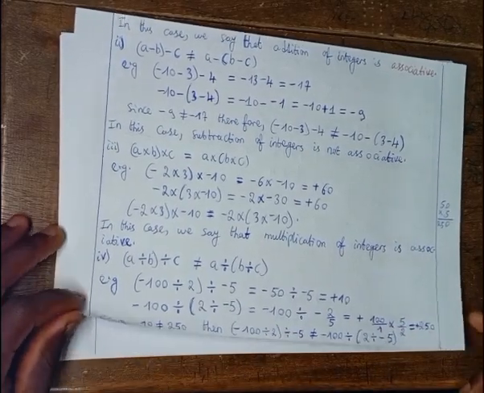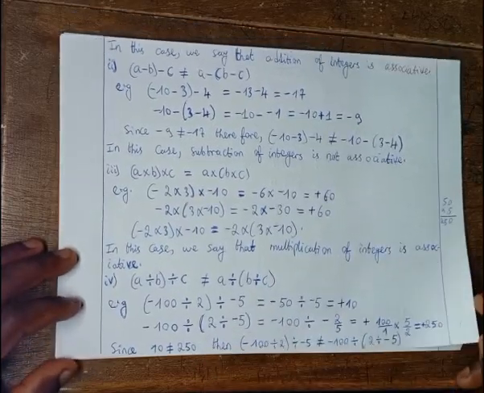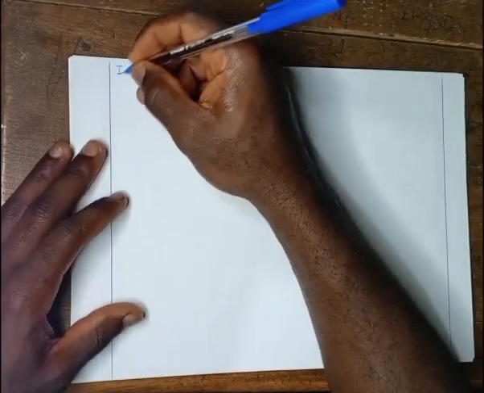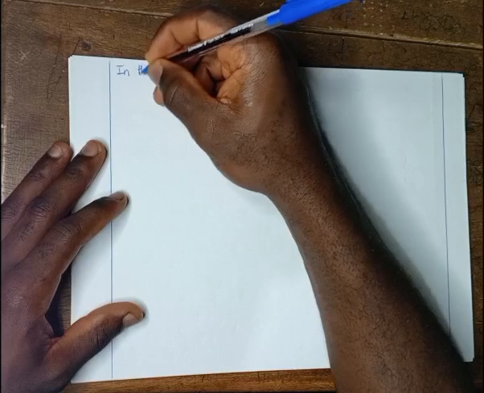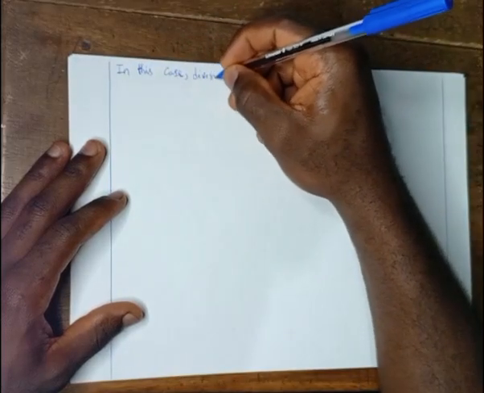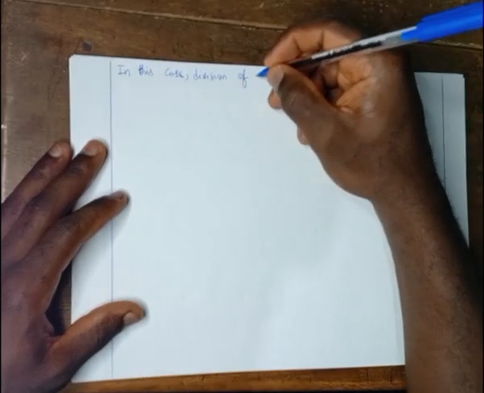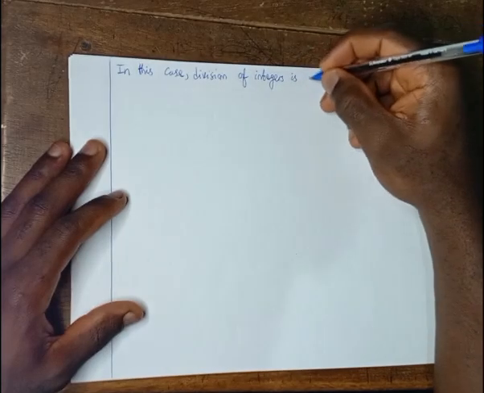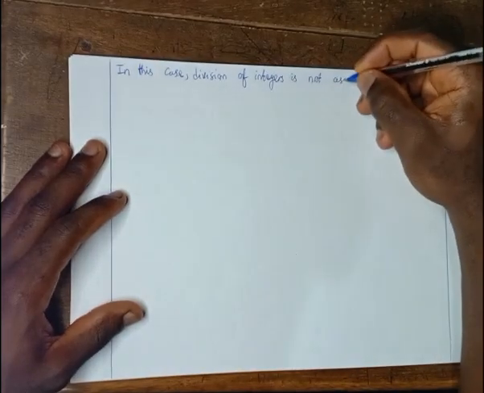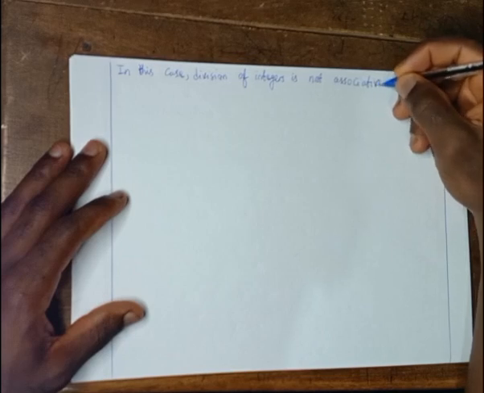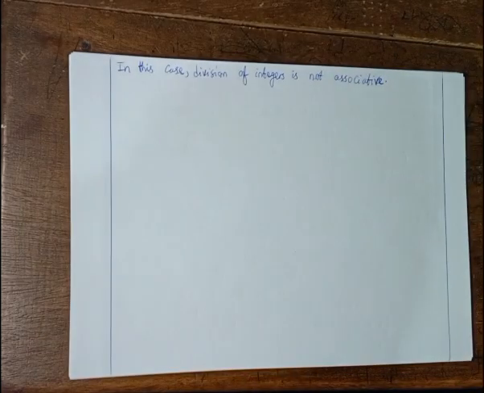And in this case, we are going to say that division of integers is not associative. Division of integers is not associative. So we are done with the property of associativity.